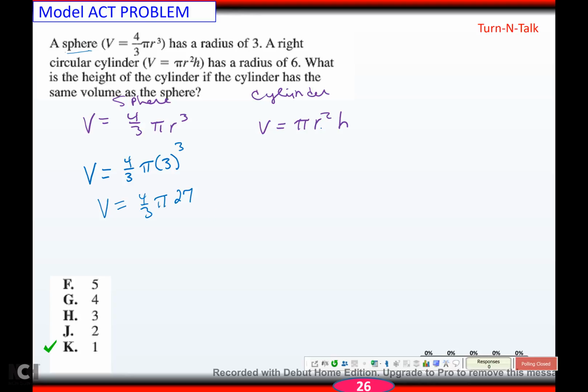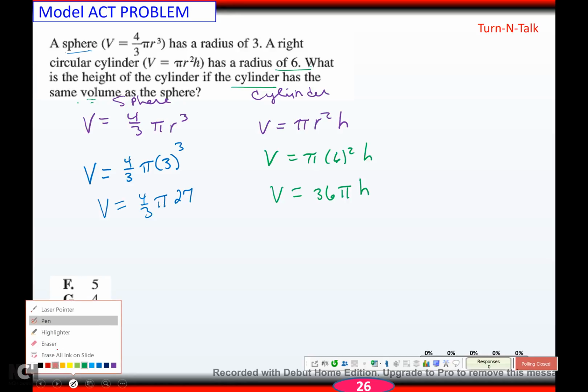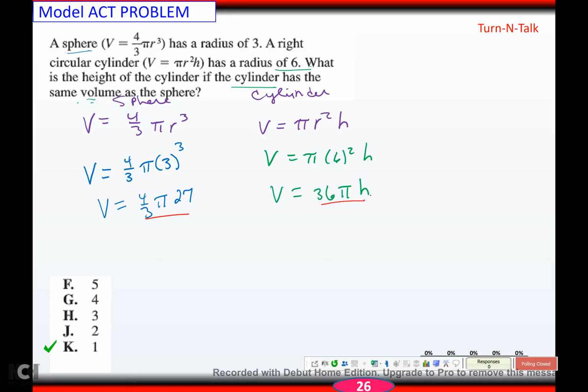And then over here, if I simplify this formula, plugging in its radius, I get a volume of pi times 6 squared times height, which gives me 36 pi h. And it says those volumes have to be the same if the cylinder has the same volume as the sphere. So since the volumes are equal, these have to be equal. So I can say 4/3 pi times 27 has to equal 36 pi h.